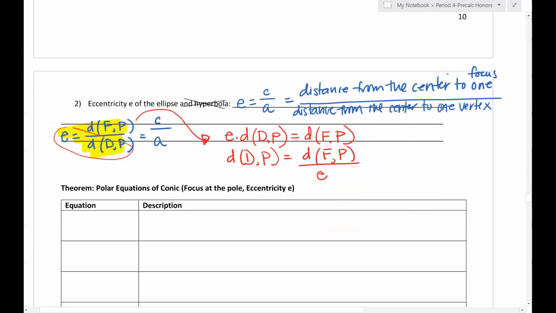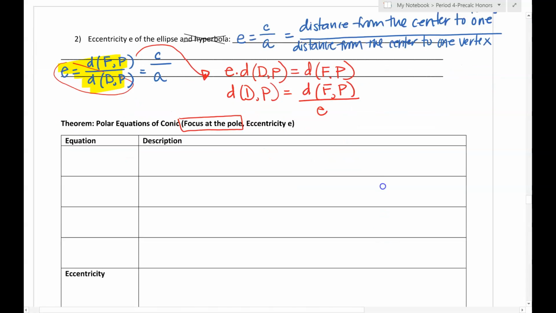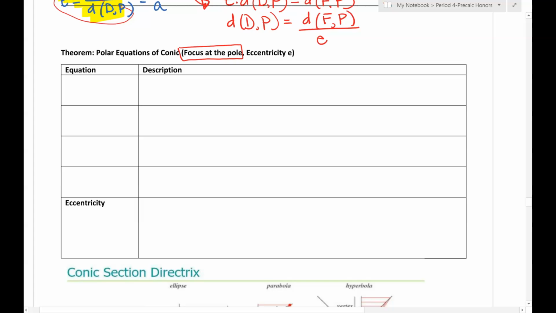Okay, let's go on and do the theorem, polar equations of conics. The focus here is always at the pole, and the e value used here represents the eccentricity. Equation number 1: r equals e times p divided by 1 minus e cosine of theta. This is your polar equation of a conic.